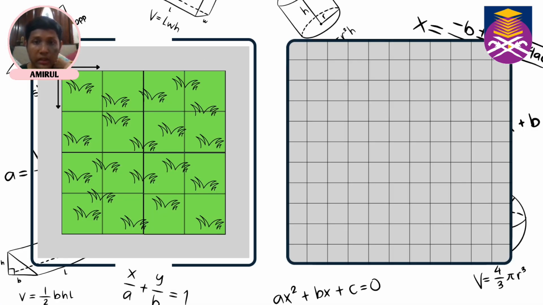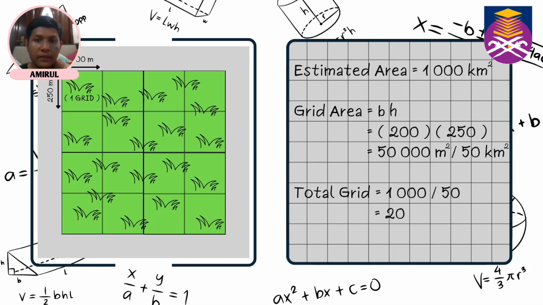As you can see from the picture on the left, it shows a field that is split into grids, and each grid measures 200 meters by 250 meters. On the right, it shows that the estimated area of the farm is about 1,000 square kilometers, and that the area of one of the grids is 50,000 square meters or 0.05 square kilometers, which you get by multiplying the base of the grid with the height, which is 200 and 250.